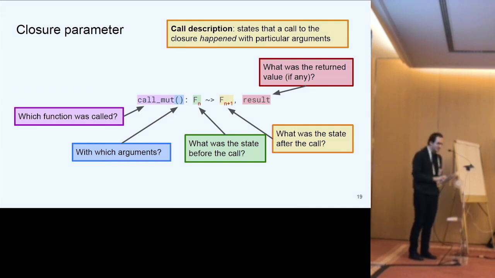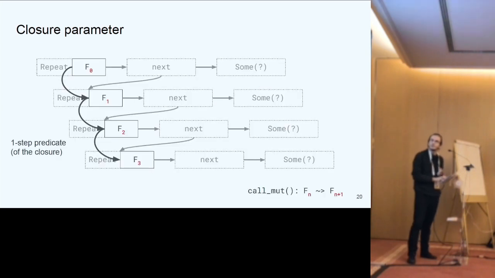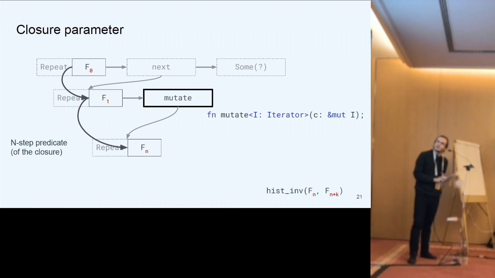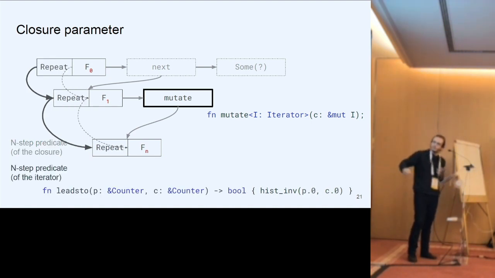This is a useful assertion, and it just talks about calls to functions. So in the case of the repeat iterator, we can pretty directly reuse it as the one-step predicate of the iterator. We're saying that the one step of the repeat iterator is the call description of this method f. And similarly, if we pass the repeat iterator to this mutate method, we also want some similar notion of an n-step predicate for closures, which we call a history invariant, which you can also define for the closure.